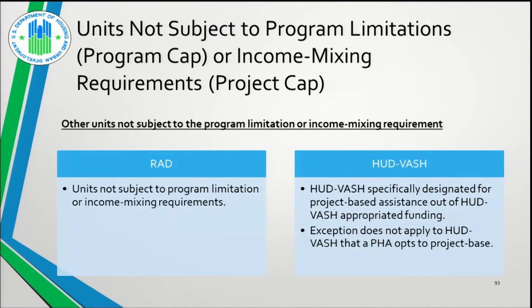Moving on to HUD-VASH. HUD was awarded vouchers specifically designated for project-based assistance out of the HUD-VASH appropriated funding in most fiscal years between 2010 and 2016. Because these units were made specifically available for PBV assistance, HUD determined that the PBV units supported by those vouchers do not count against a PHA's PBV program cap as long as the vouchers remain under a PBV HAP contract at the designated project.